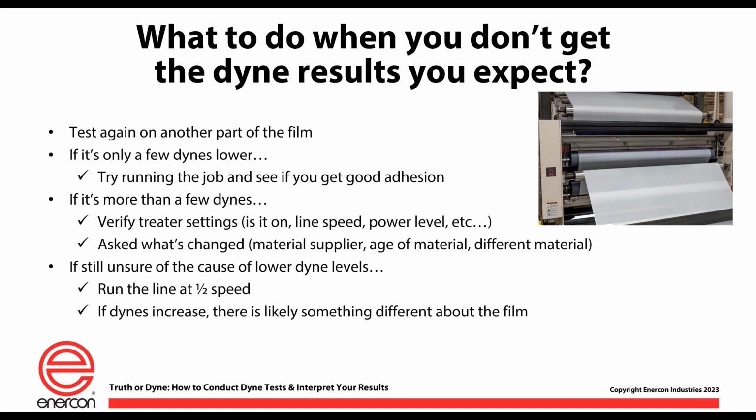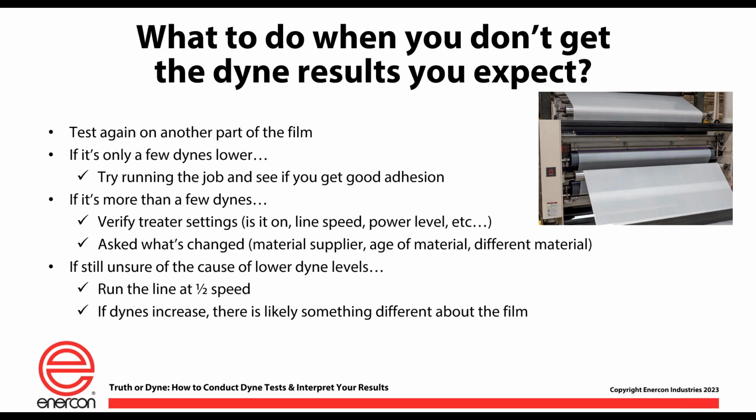Now we put a roll of film on. Based on what we know, all the equipment's the same. Nothing's changed there, but we're getting no results, right? Here's what you do. Take that line speed, run the power supply at full output. So if it's a 5 kilowatt power supply, run it at 5 kilowatts, cut the line speed in half, and then measure your dyne surface.